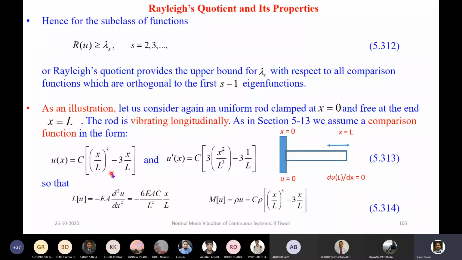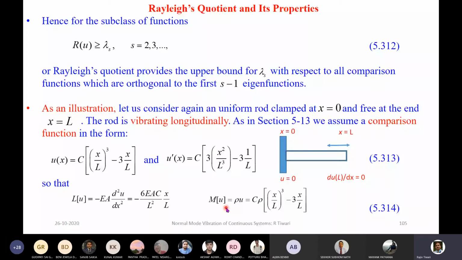So the L operator for the cantilever axial rod case is minus EA del square by del x square. So when we apply this L operator to U, we differentiate it twice and get this expression. Similarly, the M operator for the axial rod case is only rho. So here there is no differentiation required. Just this function multiplied by rho will be the MU.